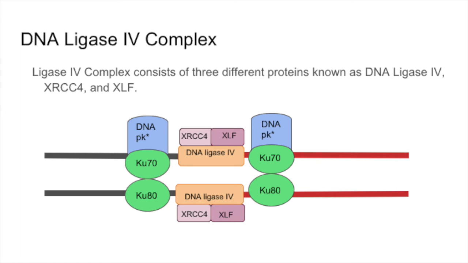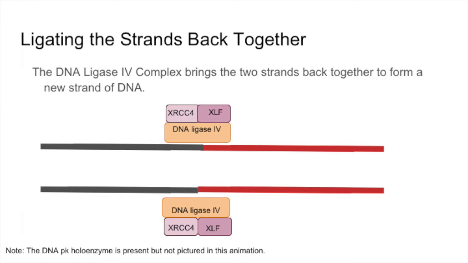The second is the DNA repair protein XRCC4, which stands for X-ray cross-complementing 4 protein. The third is known as XLF, which stands for XRCC4-like factor. Together, these proteins will work together to ligate the strands back together. This can be seen as the paste step in this cut and paste described mechanism. This forms a new strand of DNA.